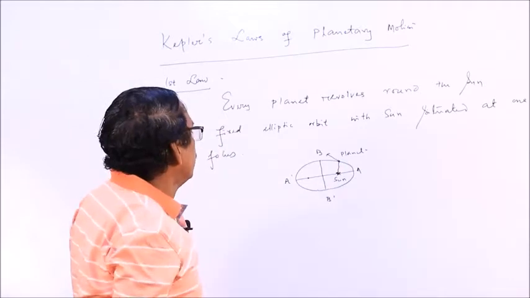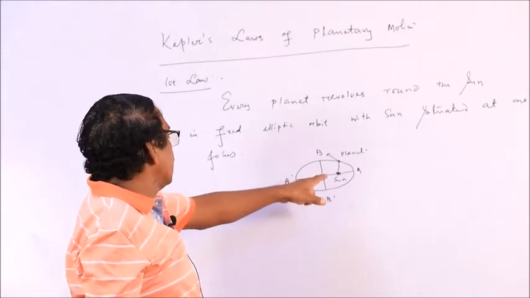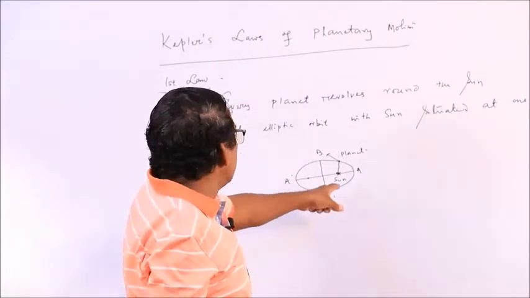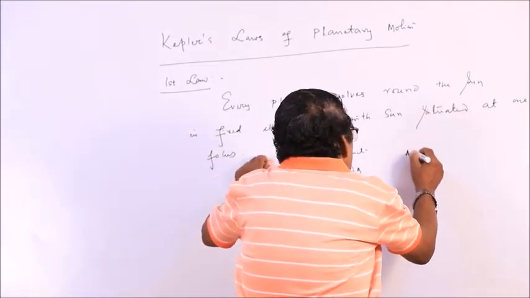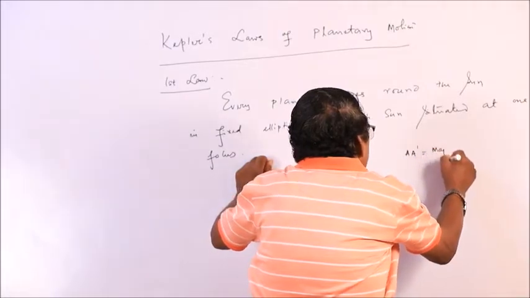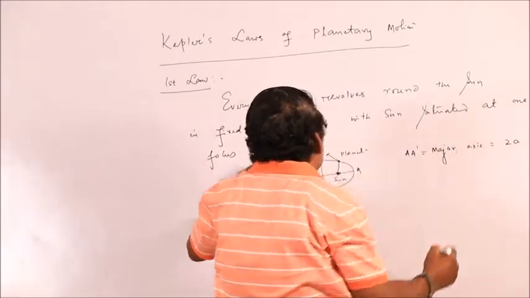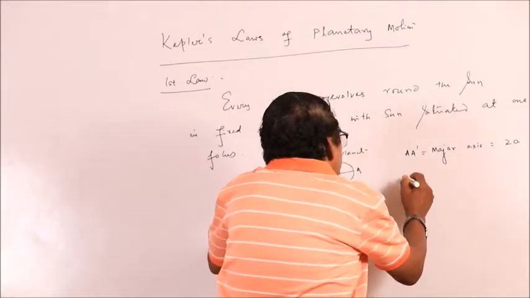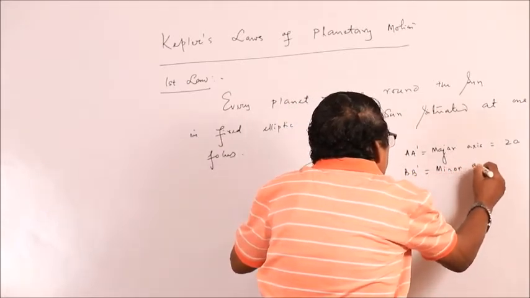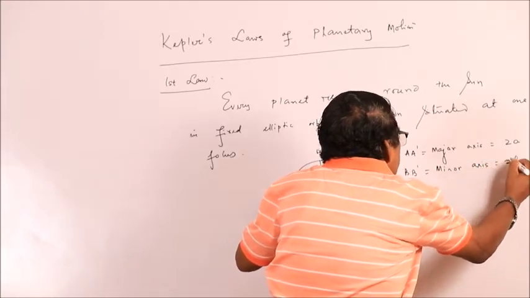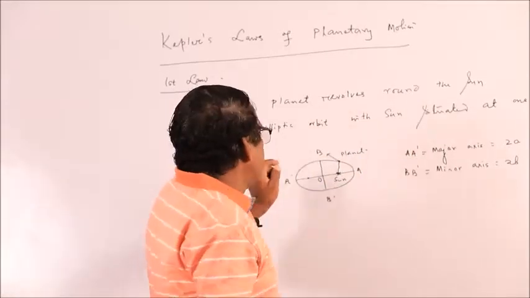The elliptic orbit is here, which has two axes, major axis A dash and minor axis B dash. The sun is situated at one focus. The planet is revolving around the sun in the elliptic orbit. A dash is the major axis; conventionally, its length is taken as 2a. B dash is the minor axis; its length is taken as 2b. So, a is the semi major axis, b is the semi minor axis.